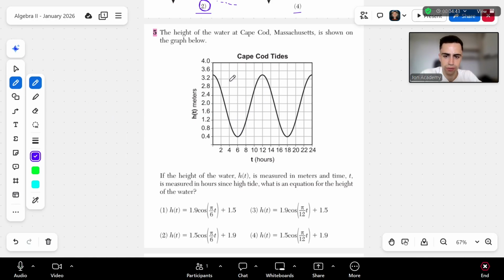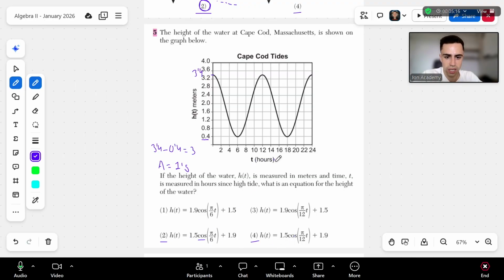So what can we see? First of all, here it goes from 3.4 down to 0.4. So the difference, 3.4 minus 0.4, is going to be 3. Therefore, the amplitude is going to be half of that, 1.5. Why is that? Because the cosine goes from +1 to -1. So we are already between the second and the fourth option.